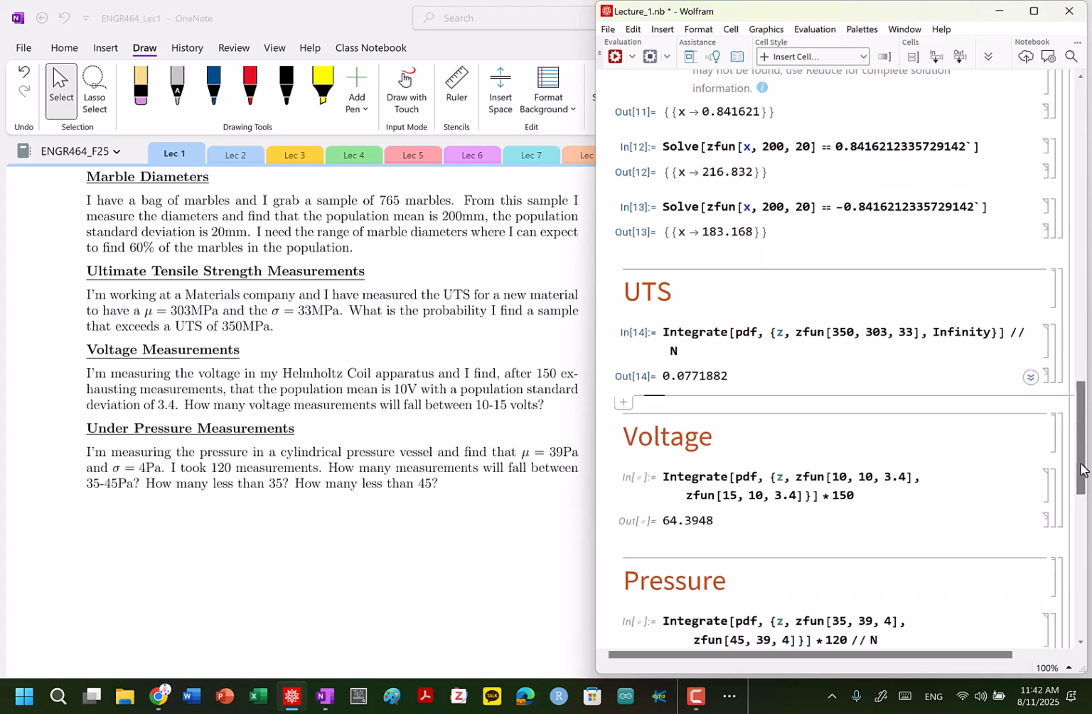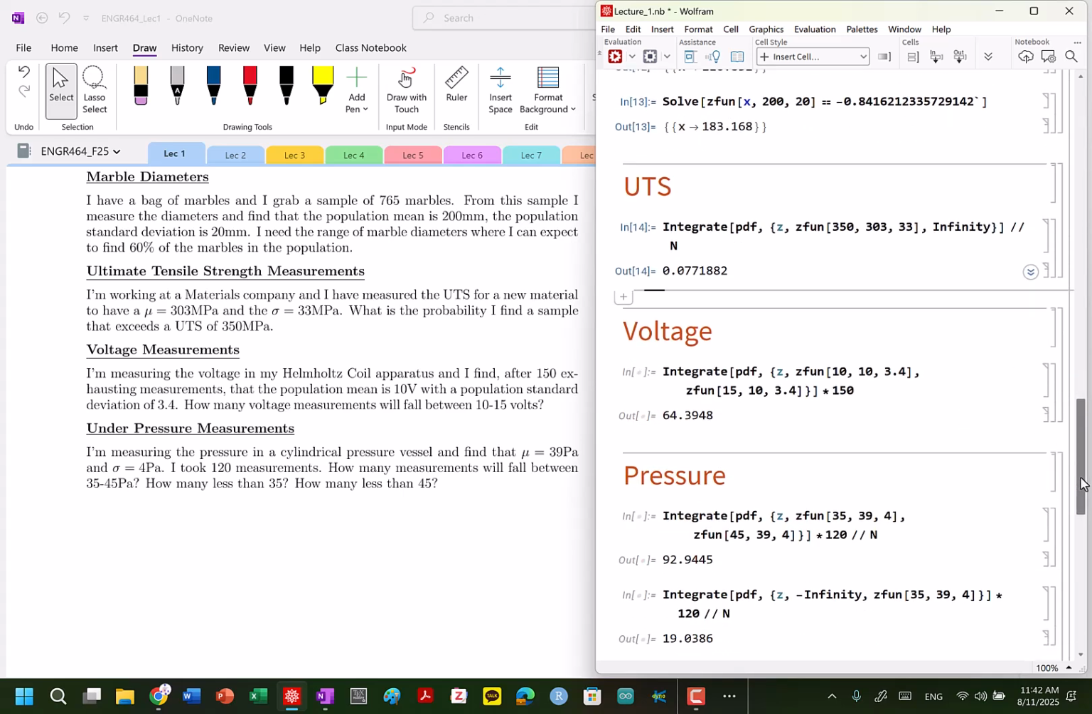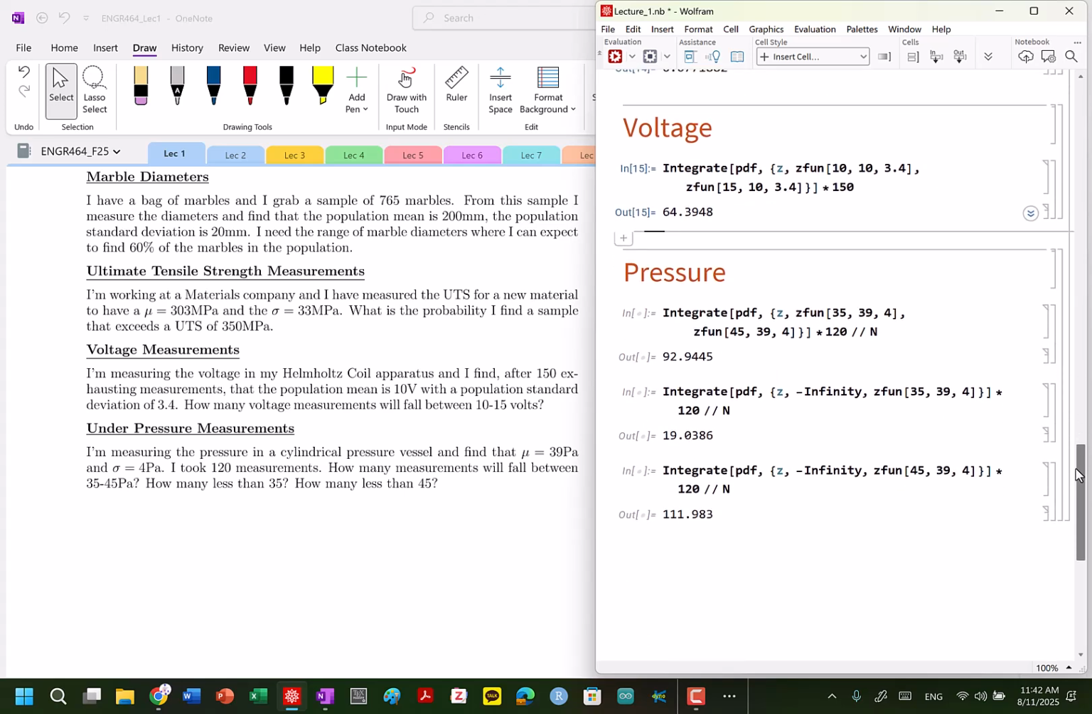Nice. Voltage, 150 experiments, population mean. How many will be between 10 and 15? If I have those two bounds, I can just go from here to here. I'm asking how many measurements, so I'm going to multiply by the total number of measurements, which is 150. And there we go. And then finally, let's look at pressure.